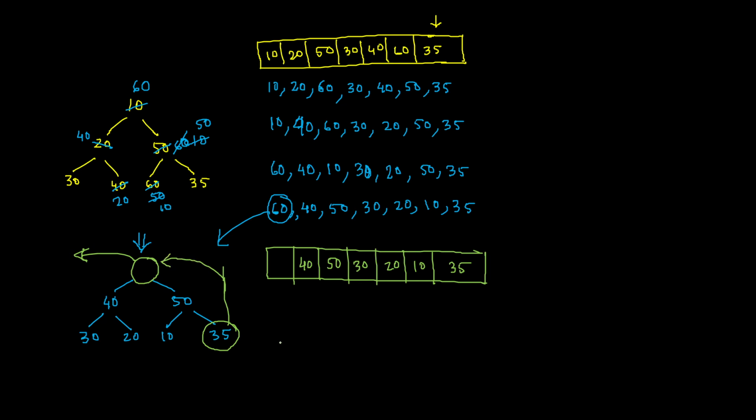So that means what will happen? The newly created complete binary tree will be something like 35, this side 40, this side 50, this side 30, then 20, then 10. This is a complete binary tree, but it is no longer a max heap.